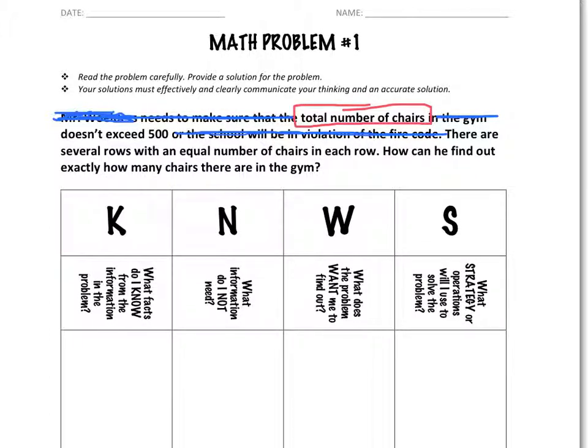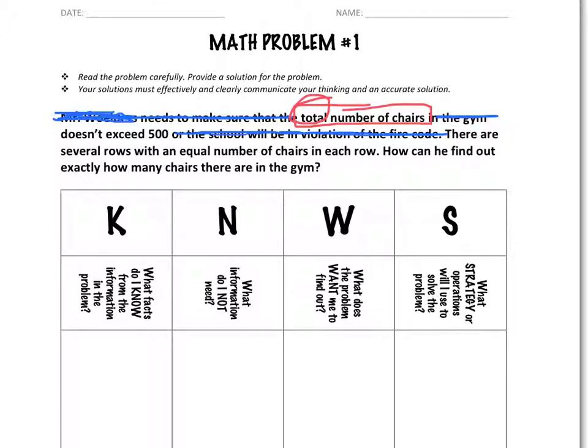Anytime I see something like total or sum or product or any of those sort of keywords, I'm going to focus on that keyword because usually it's important. So let's try again. What else do I not need?